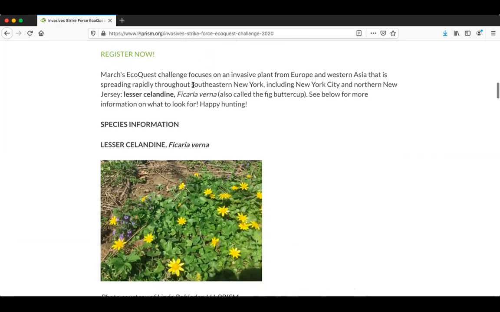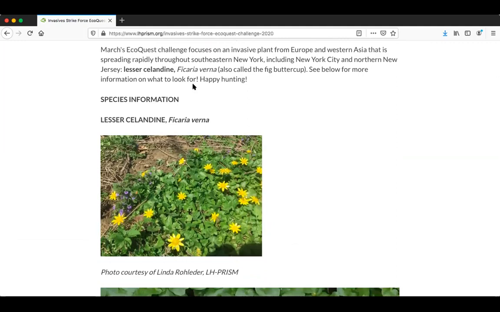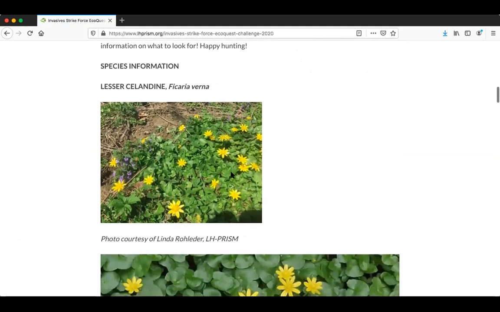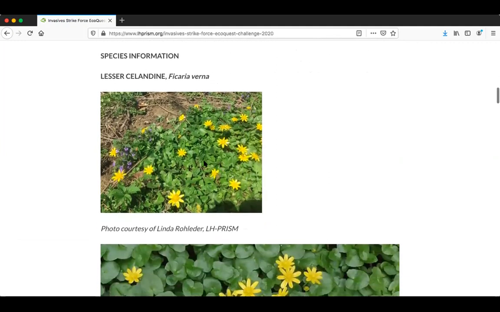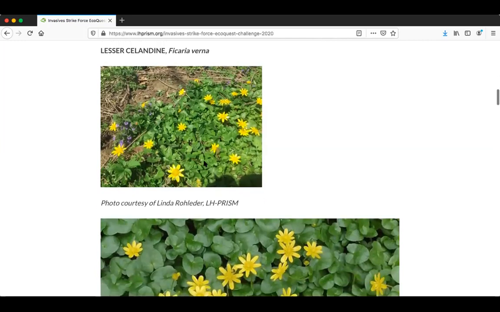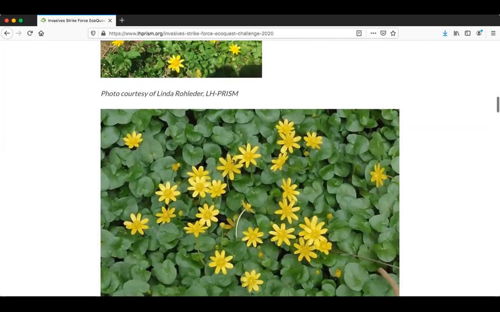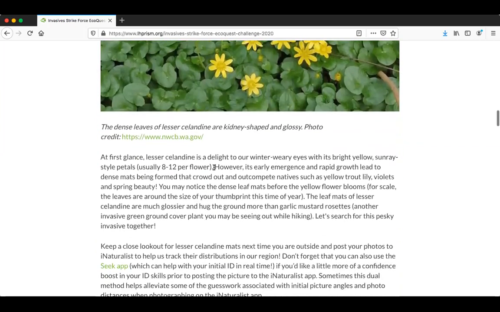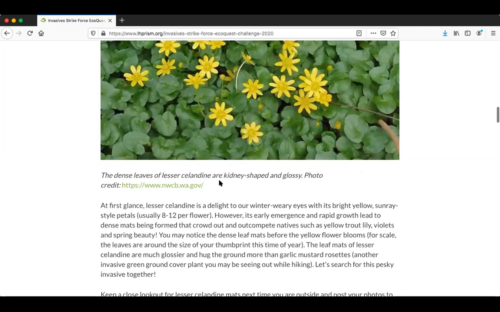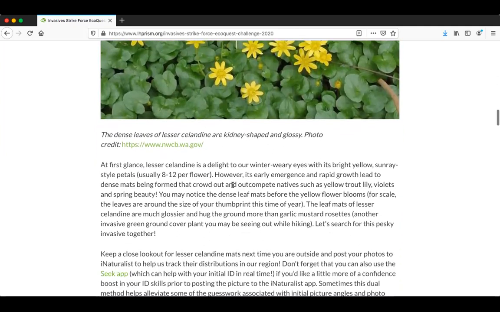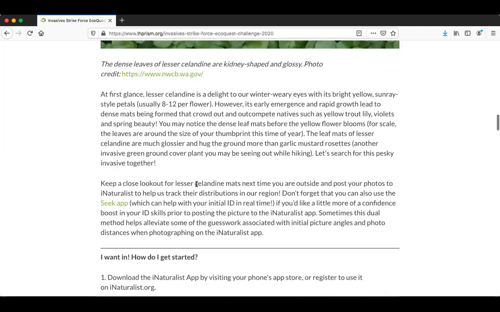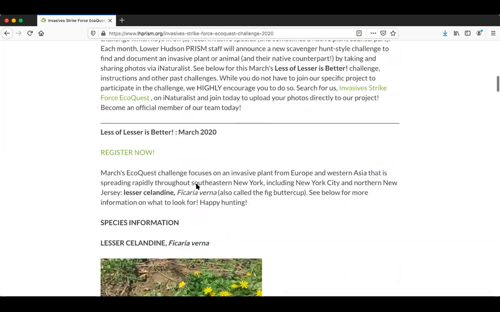The challenge focuses on lesser celandine, very similar to garlic mustard, which we talked a lot about today during this training session. It's a low-lying herbaceous plant that will very soon, if not already in March, be flowering yellow. We give you information on whatever species it is, how to find it, and some key ID features, for example, the dense, kidney-shaped leaves of lesser celandine. It tells you all about it and ways to sign up, using Seek to help you out with the ID, how to post to iNaturalist, and how to post to the project.